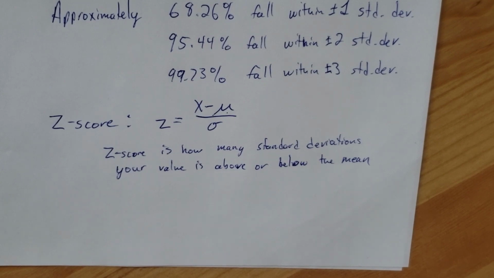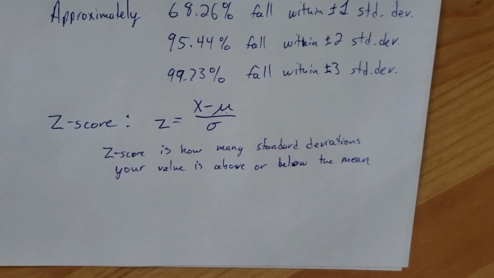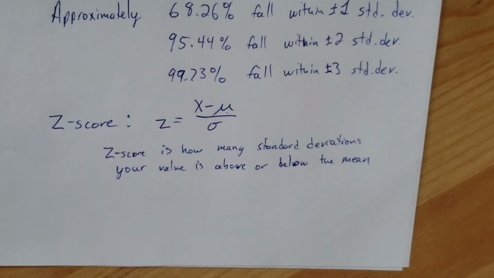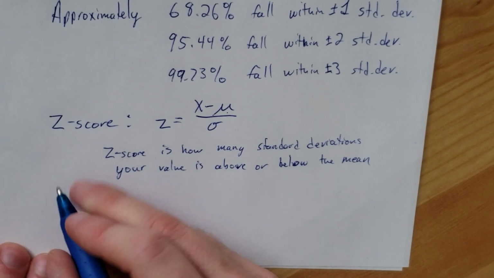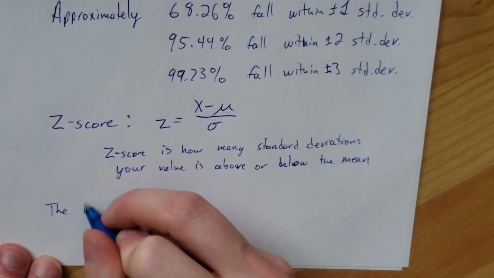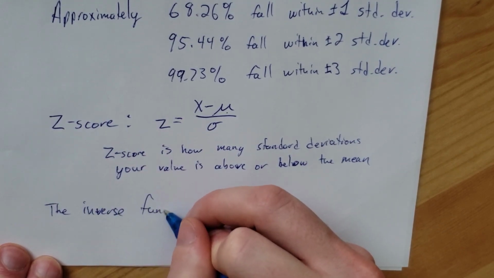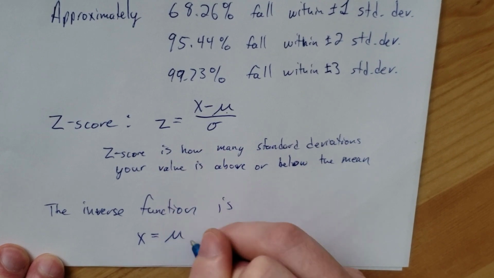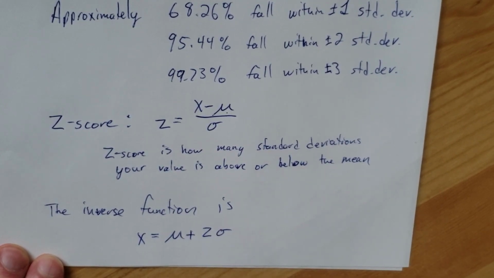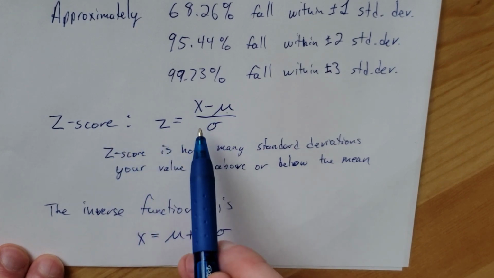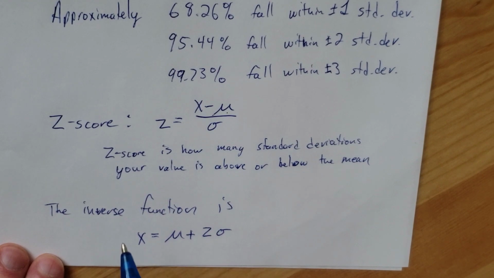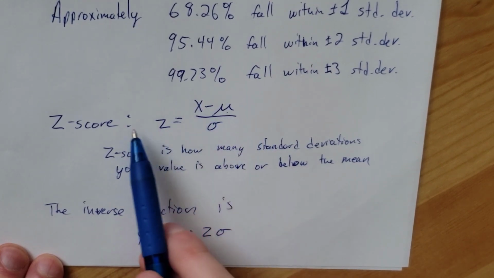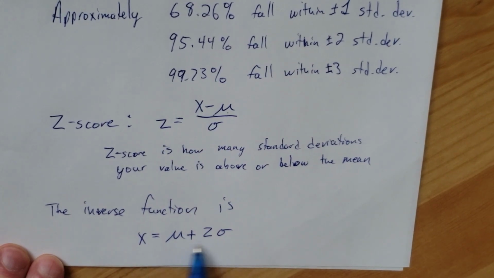Often it might be useful to reverse this situation. So what if we knew the z-score and we wanted to find the value that was equivalent to that z-score in the problem that we're working on? Well, we just do the inverse function for that. And what is the inverse function? The inverse function is x is equal to mu plus z sigma, which makes sense. How do we solve for x here? If we multiply both sides by sigma, we get rid of the sigma on the right, and it becomes z sigma on the left. And then we add mu to both sides, and that'll solve for x. And that's exactly what's written here.